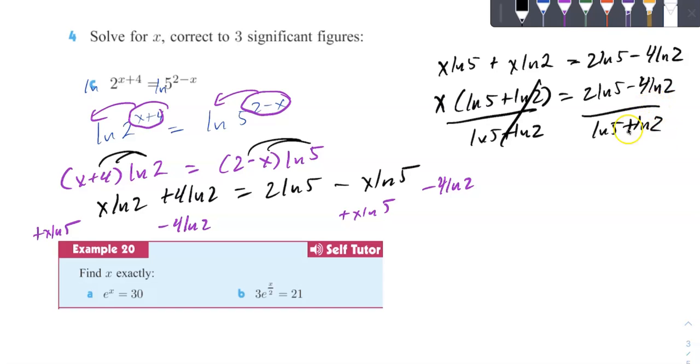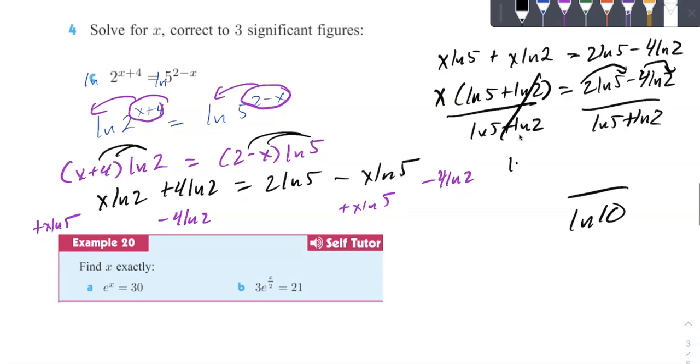Now we could make it a little nicer, especially down here. Natural log of 5 plus natural log of 2. Addition of logs means multiplication, so this is actually natural log of 10 on the bottom. You can make the top a little nicer if you wanted to, right? That would be natural log of 25 minus natural log of 2 to the 4th, which is 16. So natural log of 25 over 16. That's what x equals. But either way, it's ugly. So it's either this ugly or it's this ugly. It's your choice of ugly.